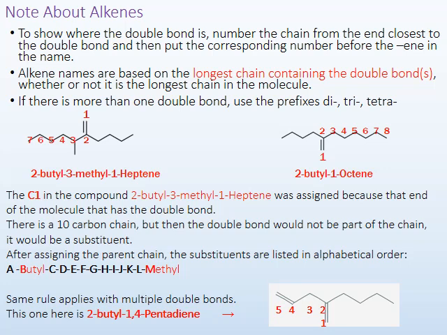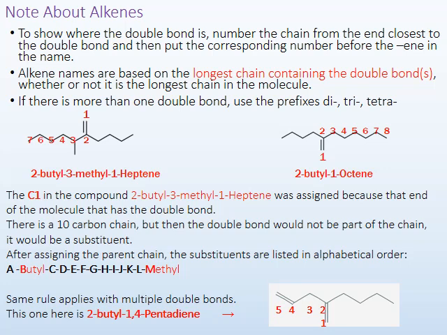Alkene names are based on the longest chain containing the double bonds, whether or not it is the longest chain in the molecule. To show where the double bond is, start numbering the chain from the end closest to the double bond. For the compound 2-butyl-3-methyl-1-heptene, the carbon number 1 was assigned to the end of the molecule that has the double bond.